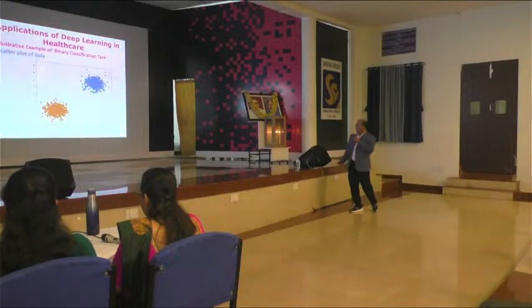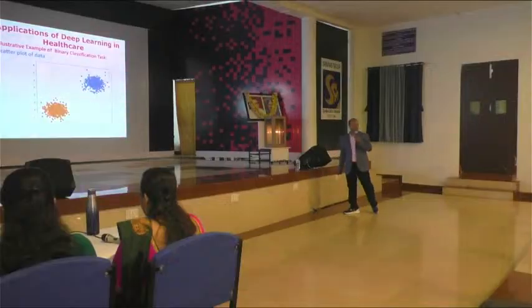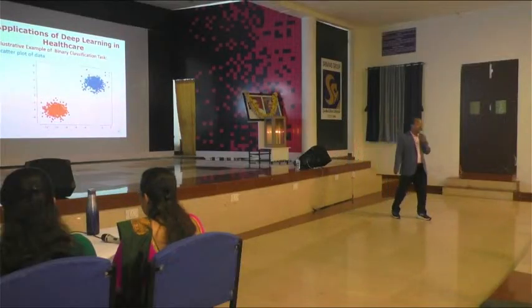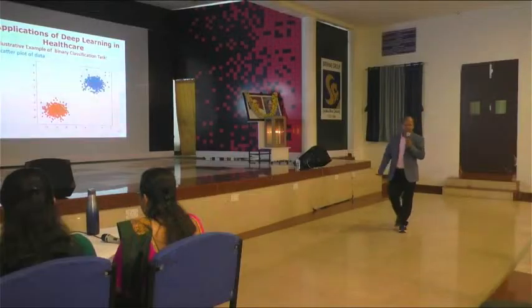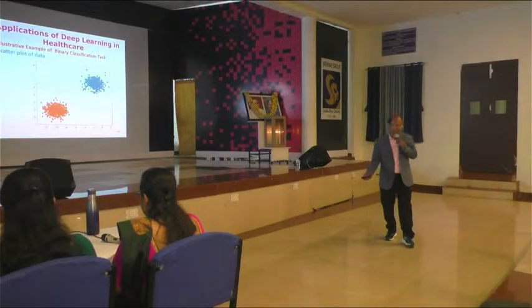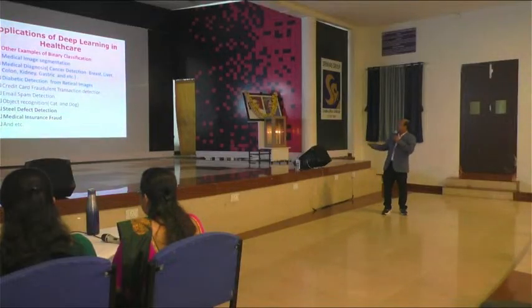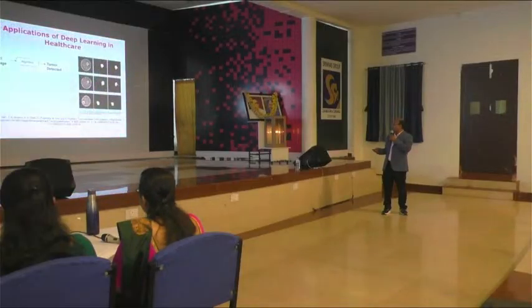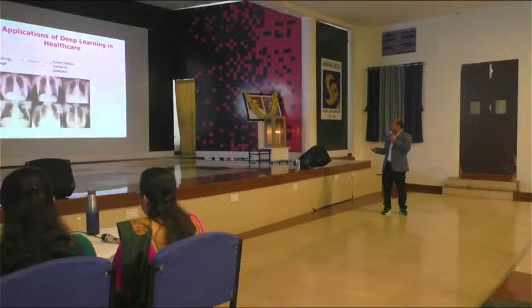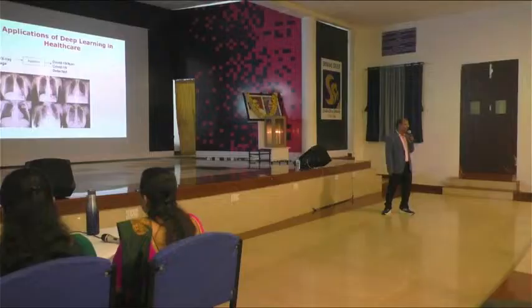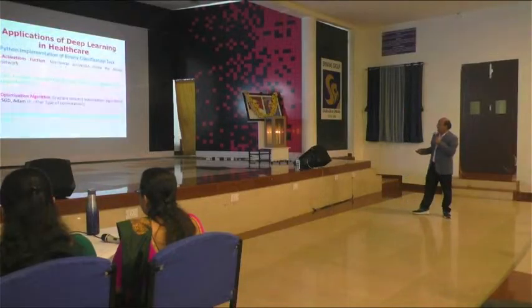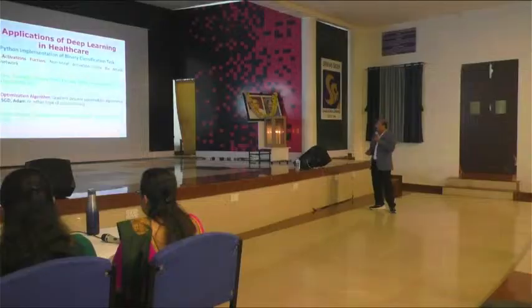Then coming to binary classification, you see a simple example, a scatter plot of data. Blue color belongs to class 0 and yellow color belongs to the other class. You can explore a set of examples like this in the medical field, for various applications in healthcare. These are the examples you have already seen, like brain tumor detection, and COVID versus non-COVID classification. You can do that.